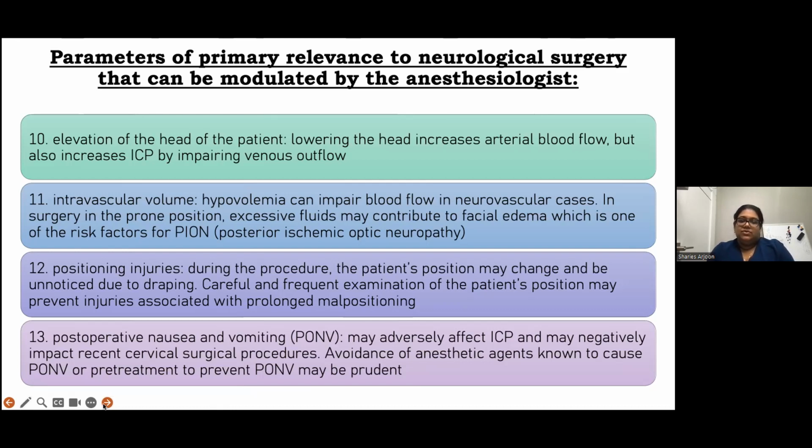Positioning injuries. During the procedure, the patient's position may change and may go unnoticed due to draping, and careful and frequent examination of the patient's position may prevent injuries associated with prolonged malpositioning. And lastly, post-operative nausea and vomiting. It may adversely affect ICP and may negatively impact recent cervical surgical procedures. So avoidance of anesthetic agents known to cause it, or pre-treatment to prevent post-op nausea and vomiting, may be prudent. For example, the administration of Tigan.